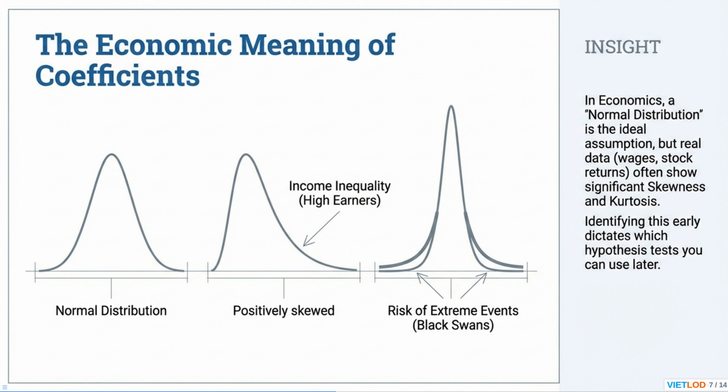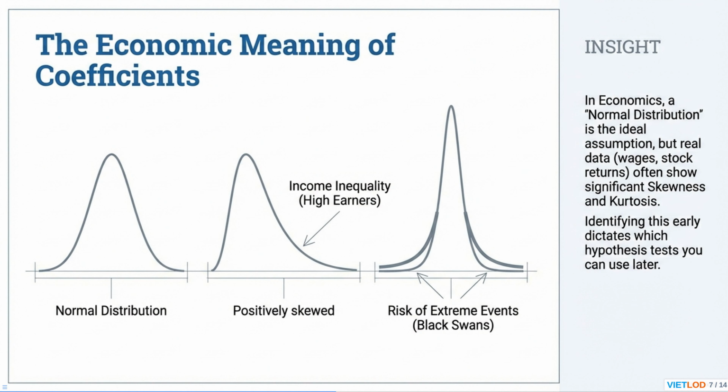In economics, the normal distribution is often our ideal assumption for many statistical tests, characterized by its symmetry, where the mean, median, and mode are all equal. However, real-world economic data frequently deviates from this ideal. For example, wages or income often exhibit positive skewness, meaning there's a long tail on the right side of the distribution.